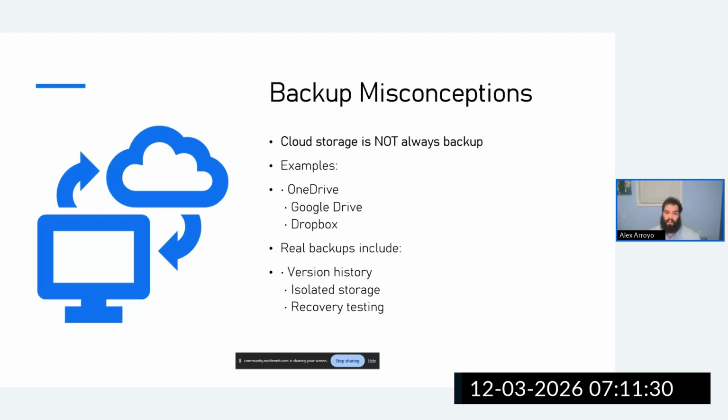Backup misconfiguration or misconceptions. Cloud storage is not always a backup. OneDrive, Google Drive, Dropbox, those back up local drives, but sometimes in the business world they're not really considered a fail-safe solution. They can also fail. Really, you want to do real backups that have version history, isolated storage locally and in the cloud, and recovery testing so you know that it actually works.